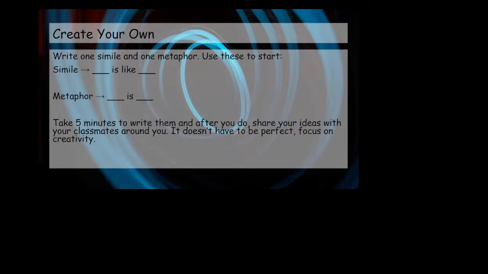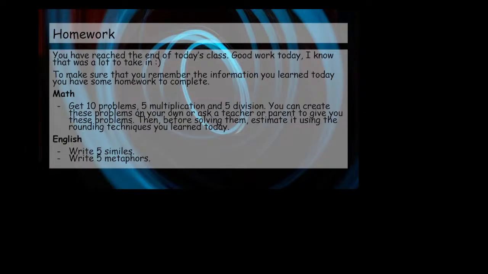Alright, time is up. Here is your homework. You have reached the end of today's class. Good work today. I know that was a lot to take in. To make sure that you remember the information you learned today, you have some homework to complete. For math, get 10 problems, 5 multiplication and 5 division. You can create these problems on your own or ask a teacher or parent to give you these problems. Then, before solving them, estimate using the rounding techniques you learned today.